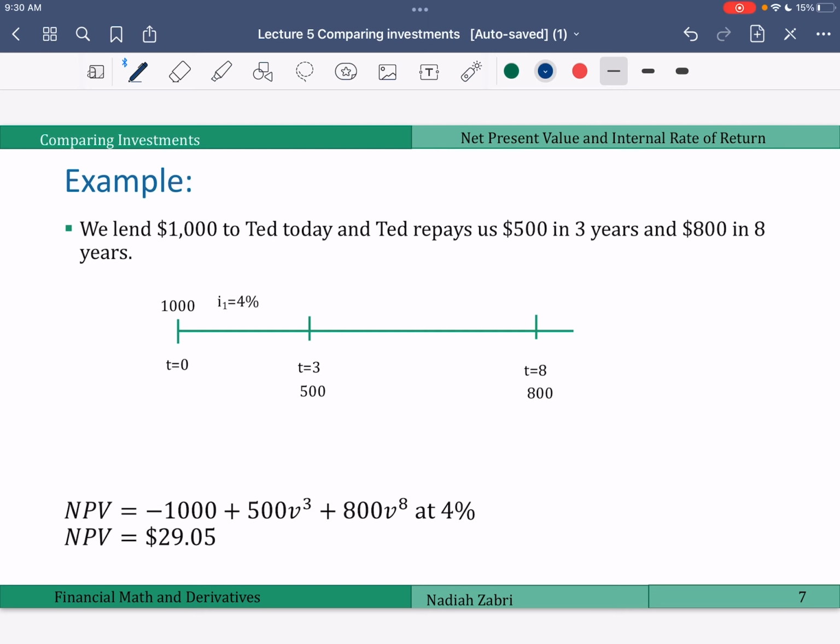So, this is an example of the calculation of NPV. First project, we lend $1,000 to Ted, and then Ted repays $500 in year 3 and $800 in year 8. So this is our outflow and this is our inflow. So the net present value technically is the present value of all of the inflow minus the present value of the outflow at the chosen interest rate, 4%. So our net present value is 29.05.